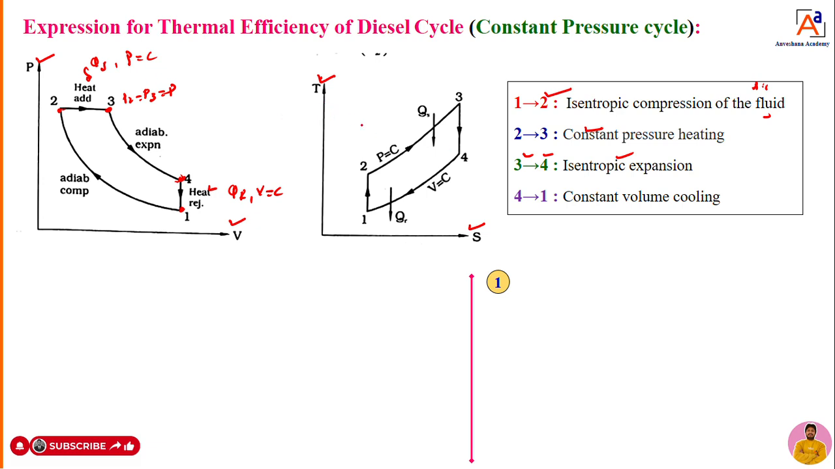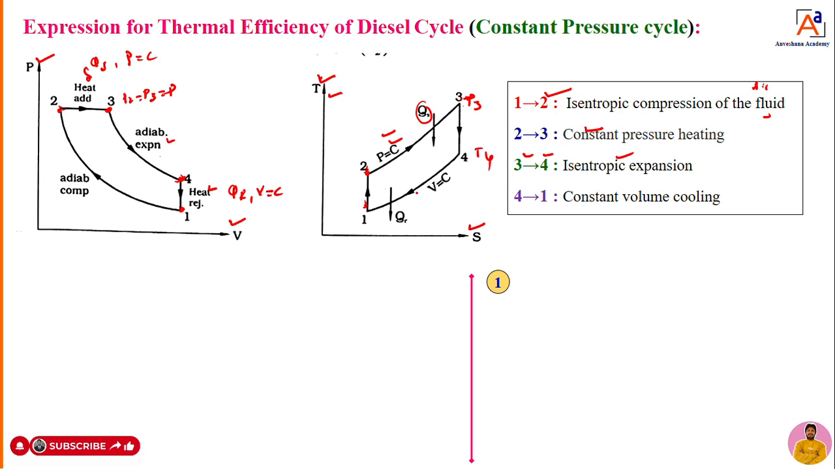The same thing we can find in the TS diagram also, but here we can see the variation of temperature versus entropy. 1 to 2 is adiabatic compression. Then 2 to 3 is heat addition at constant pressure. The next, 3 to 4, is adiabatic expansion. The pressure is going to drop from P3 to P4, or we can say the temperature is going to drop from T3 to T4.